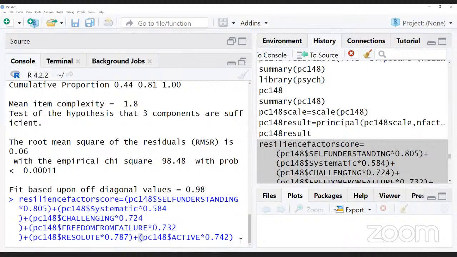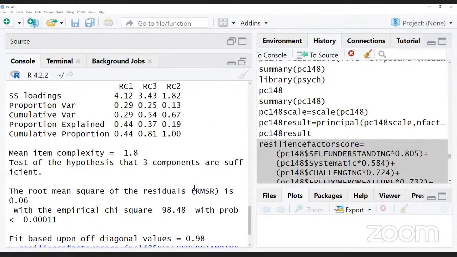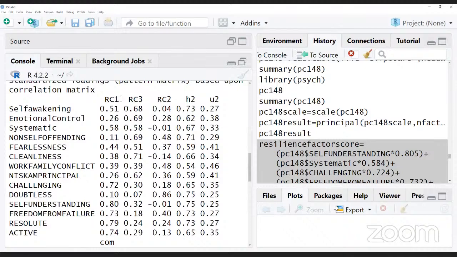And Farah ma'am, can you go up, from where am I getting that 0.8? Yes, 0.80, ma'am, here, self-understanding. So in this way, for all the variables, like challenging, I have to multiply? No, ma'am, not all. In the first factor, you have to create one vector. My vector was the resilience factor score.